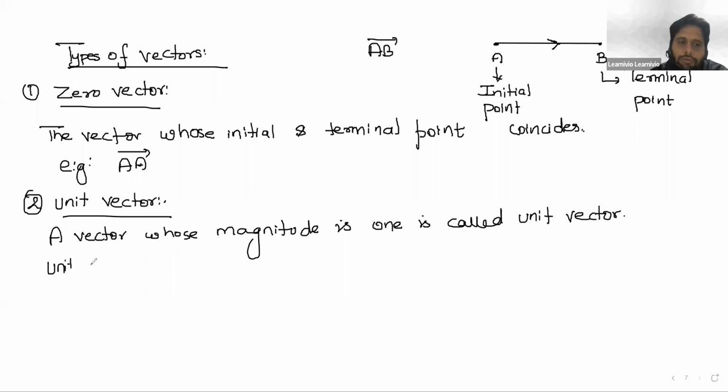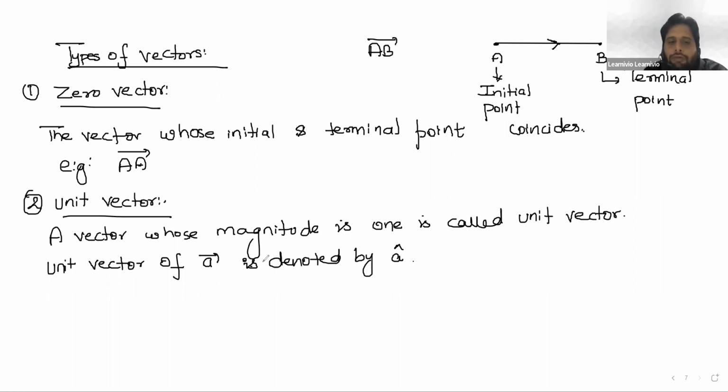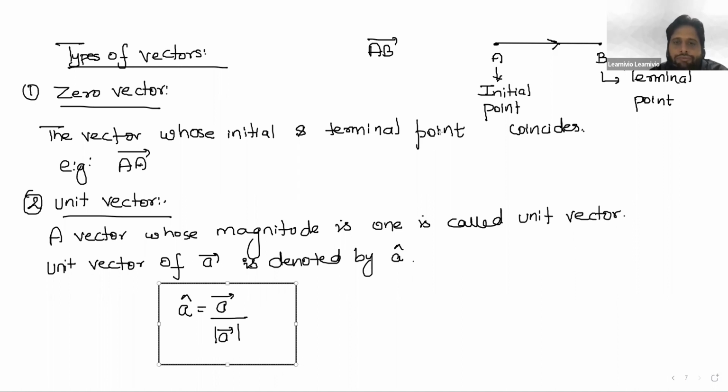Unit vector of vector A is denoted by A cap. If you have a vector and you need to find its unit vector, then the unit vector is denoted by A cap, and A cap is equal to vector A divided by its magnitude. So unit vector is equal to vector by its magnitude. I hope this is clear to you all.